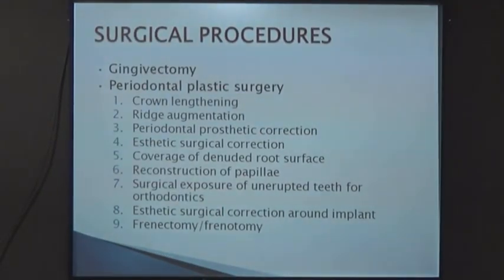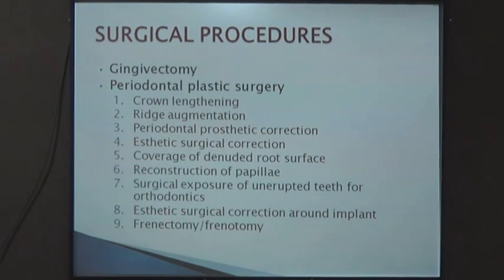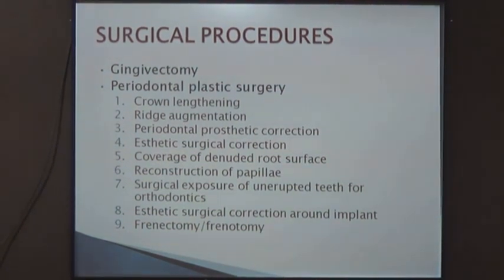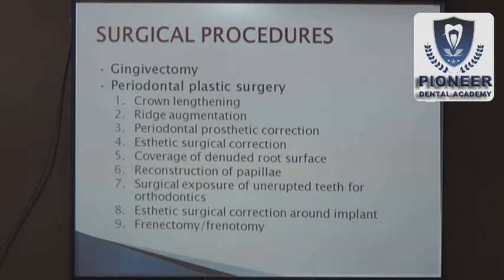And these are the different surgical procedures. Gingivectomy. Periodontal plastic surgery includes crown lengthening, ridge augmentation, periodontal prosthetic correction, aesthetic surgical correction, coverage of denuded root surface, reconstruction of papilla. All those things will come under periodontal plastic surgery. Plastic surgery is done mainly for aesthetics.